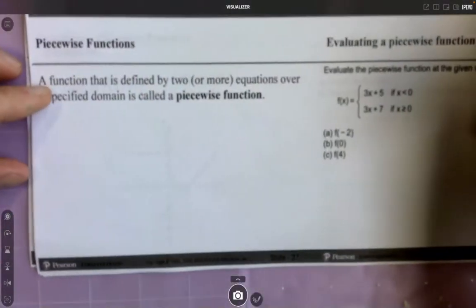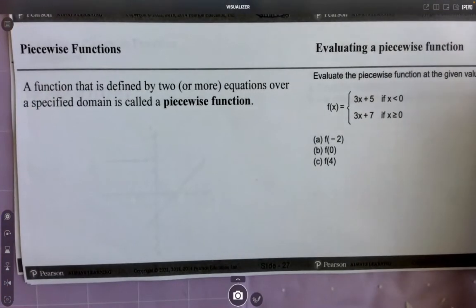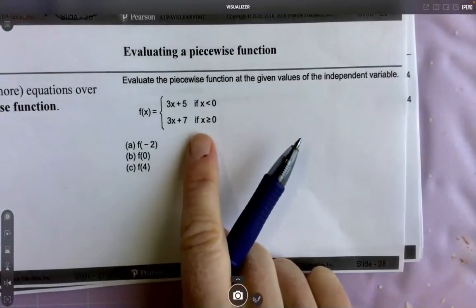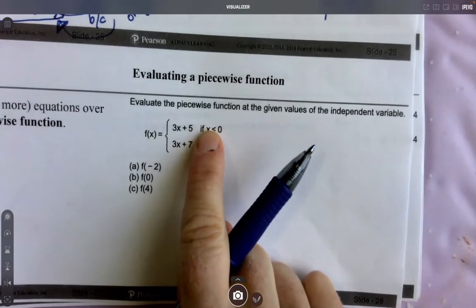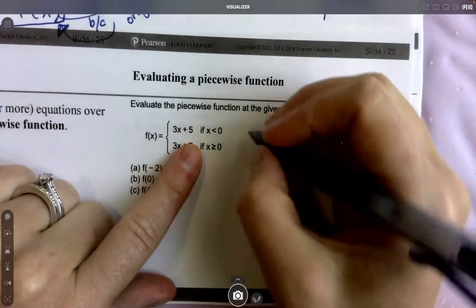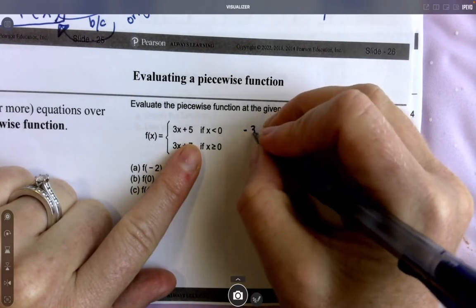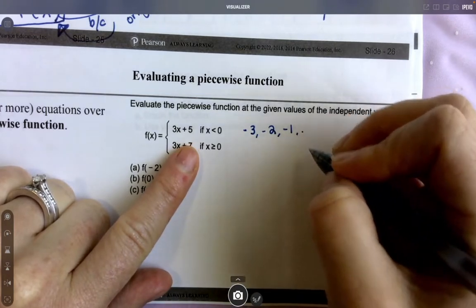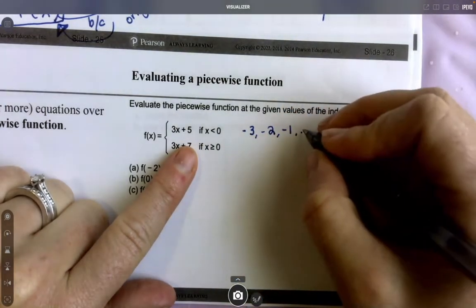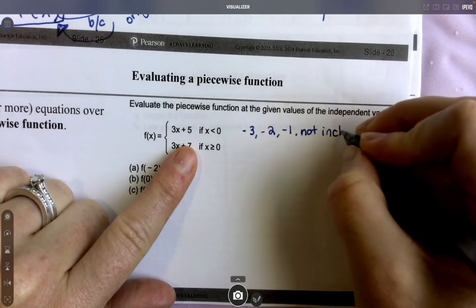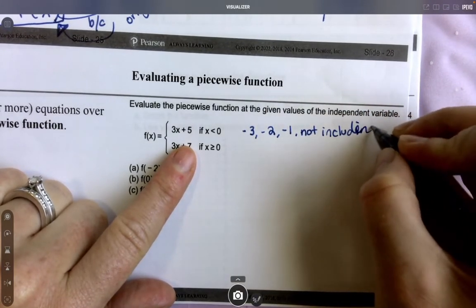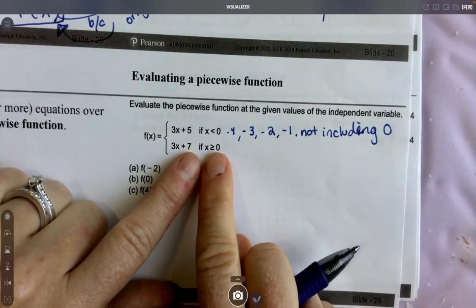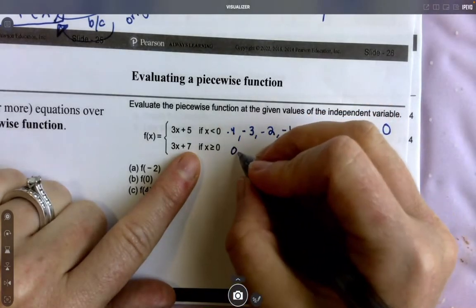Okay, the next topic is piecewise functions. A function that's defined by two or more equations over a specified domain is called piecewise. So here's a piecewise function. We have this function for all x's that are less than 0. So that means -3, -2, -1, and all the way up to, but not including 0. Not including 0 or anything greater than that. So -4 is also there, and so on. For this one, x is greater than or equal to 0, so we start at 0 and we go up.